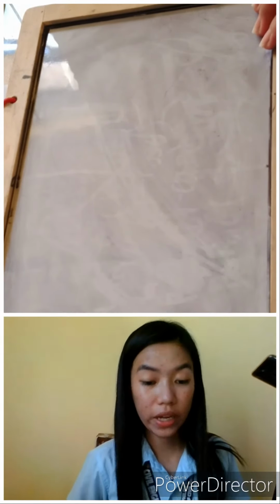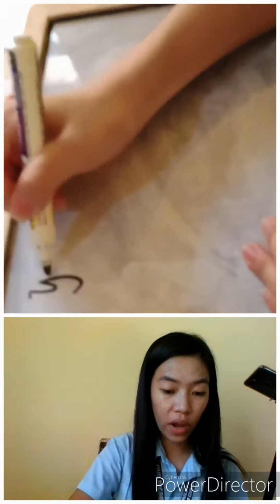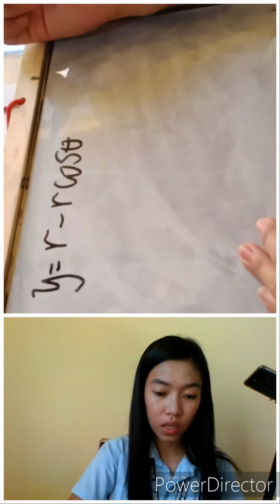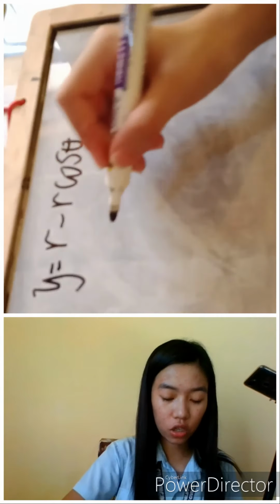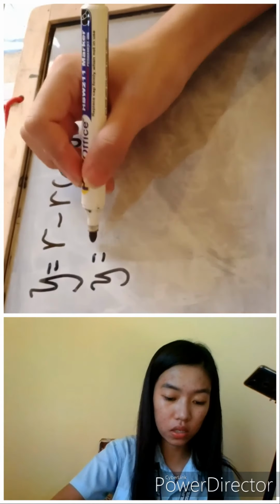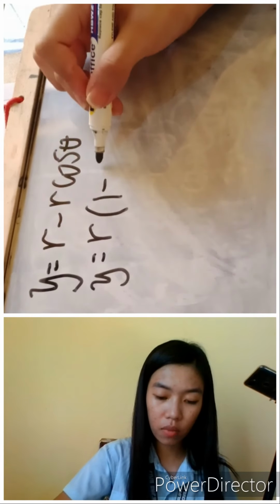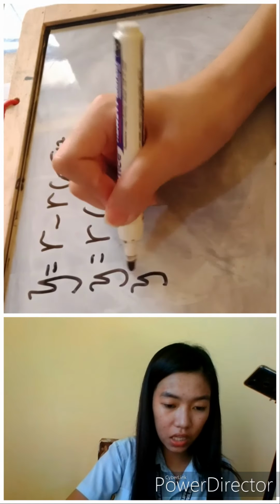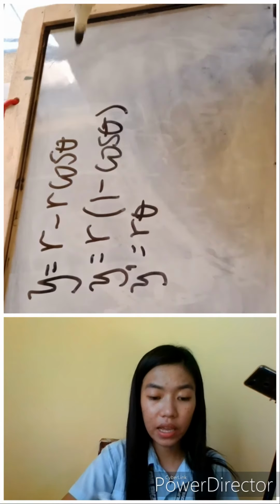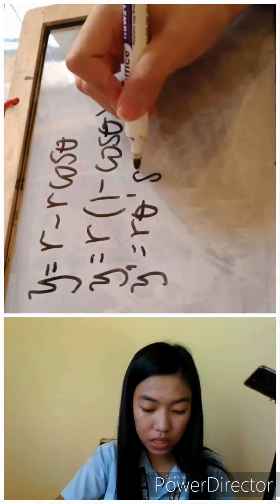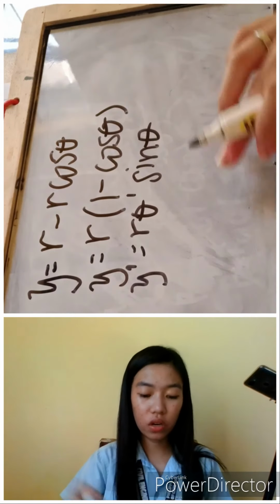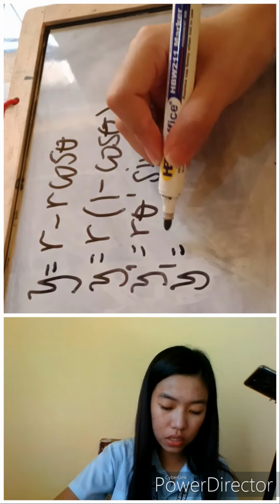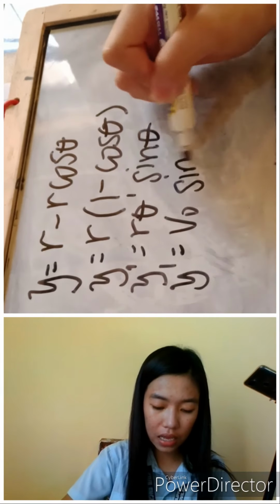So, for y coordinates, we have y equals r minus r cosine theta. So, rewrite lang natin siya. If factor out ko lang yung r, y equals r times 1 minus cosine theta. So, for the first derivative, y prime equals r theta prime sine theta. Rewrite lang natin siya since ito ay equal sa v sub O. So, y prime equals v sub O sine theta.